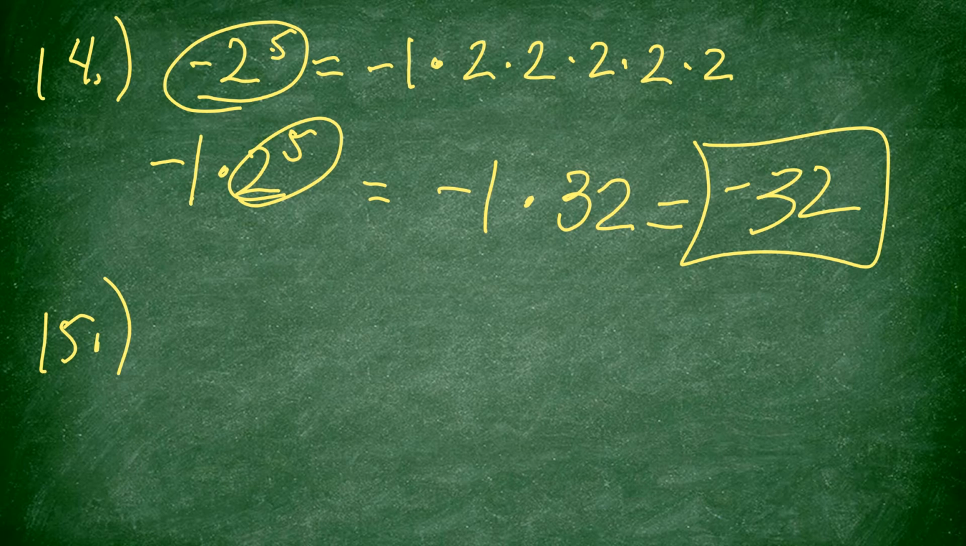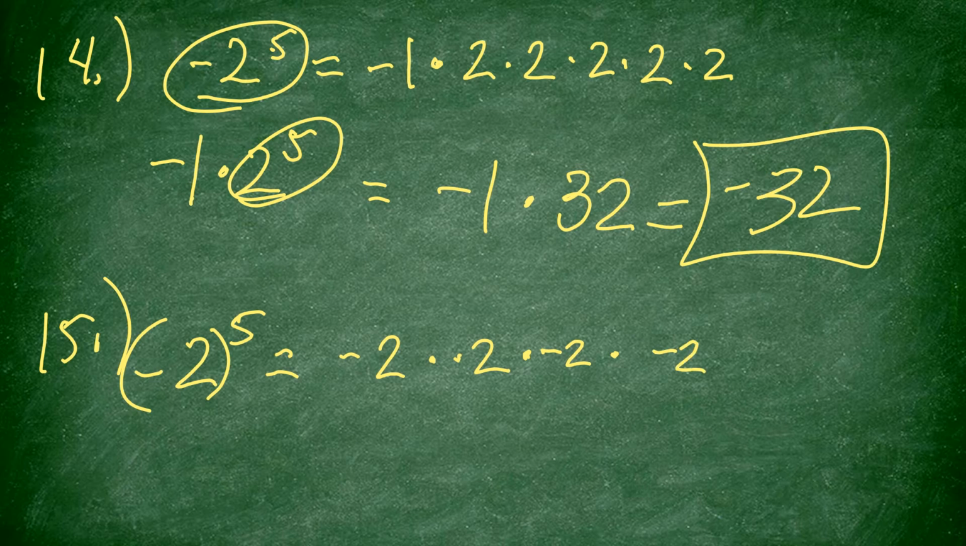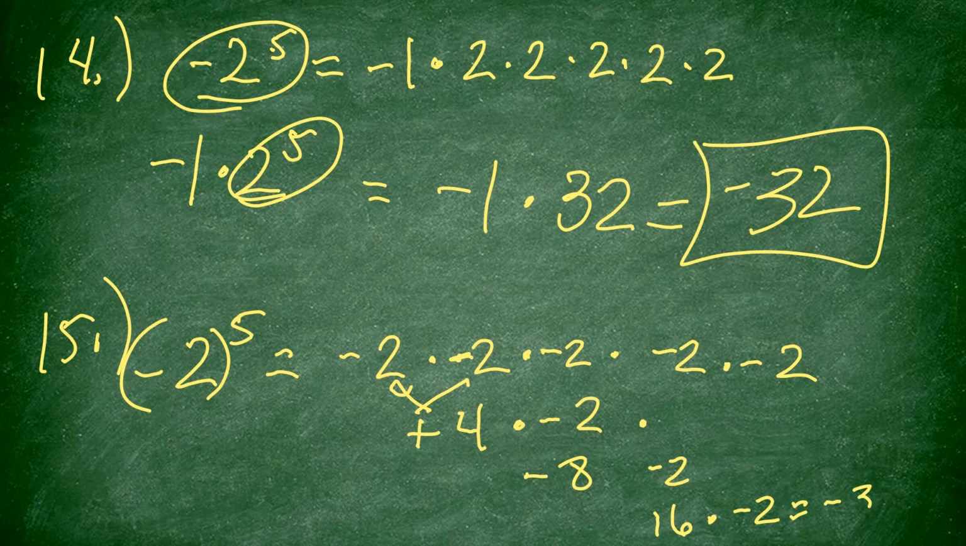15, you get the same exact answer, but you get there a different way. So be careful. I might ask you how you got that. Since the negative 2 is in parentheses, you actually got it by negative 2 times negative 2 times negative 2 times negative 2 times negative 2. Negative times a negative is a positive. So I get positive 4 times negative 2. That gives me negative 8 times negative 2, which gives me positive 16 times negative 2, which is negative 32.